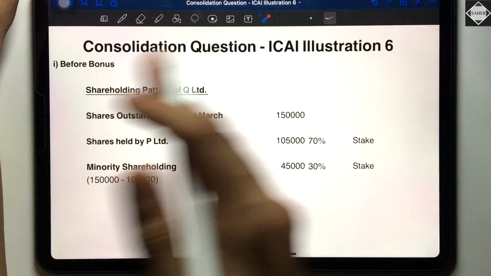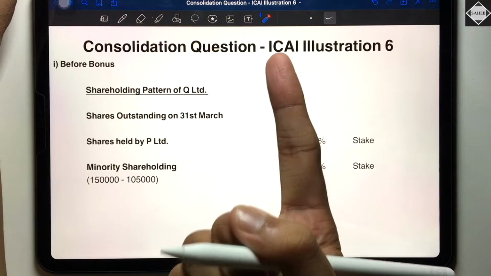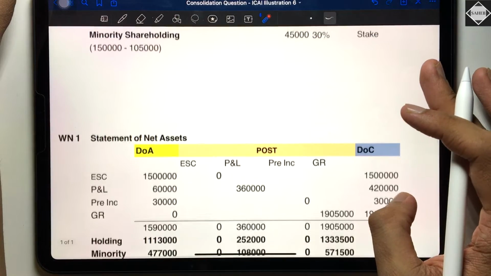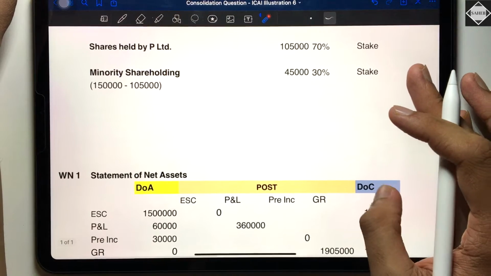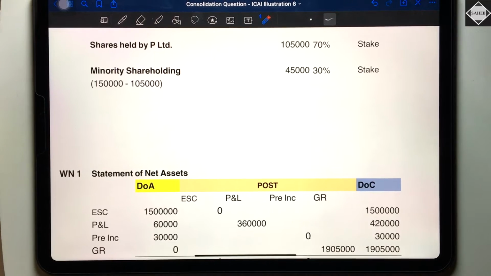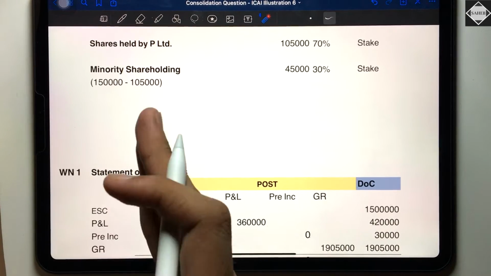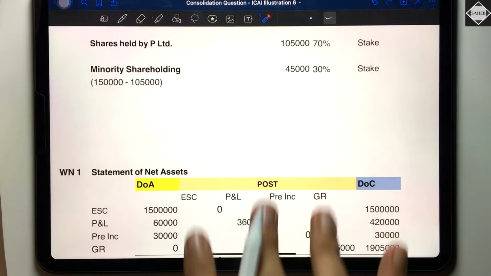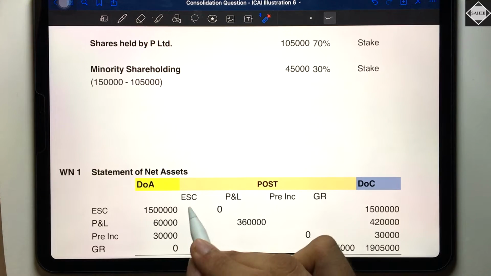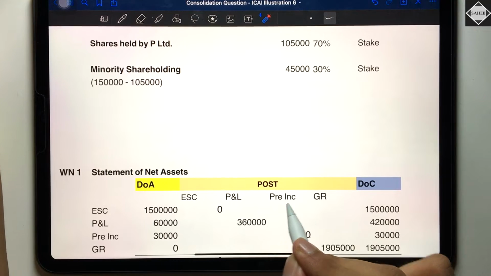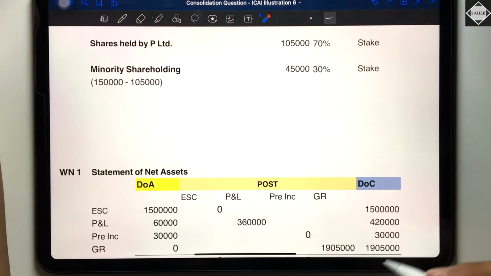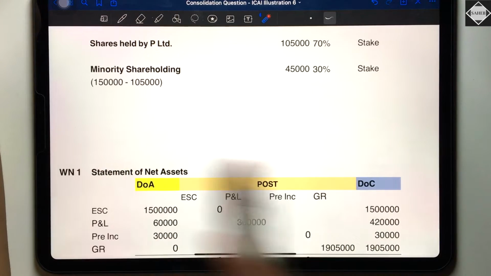This was the working note number 0. You have to start with the first working note, which is AOP, or we call it statement of net assets. Okay, so let's begin. It's really simple. How do you do it? We have a little bit different way. First, we take the date of acquisition column, and then we'll have the post column. In that we'll have sub columns of each item over here: equity share capital, P&L, pre-incorporation, general reserve. Okay, and then we'll have the date of consolidation column, just for the convenience to do the comparison.